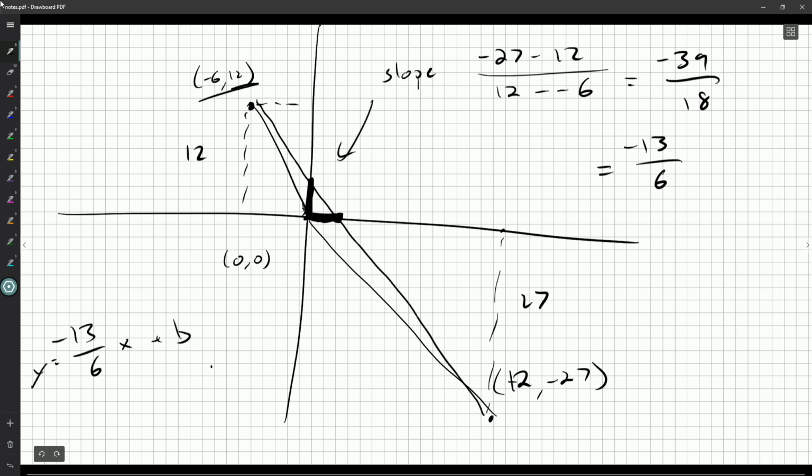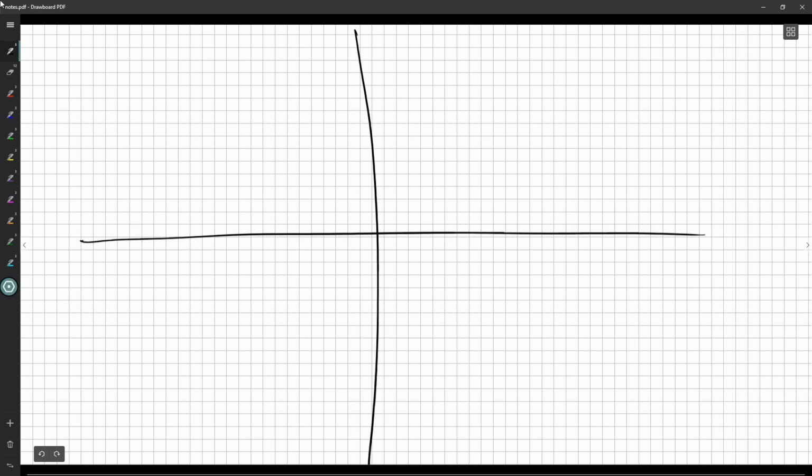So I know, for example, negative 6, 12 is on here. So 12 is negative 13 over 6 times negative 6 plus b. 6's cancel out, minus signs cancel out. So b has got to be negative 1. So I actually drew my triangle a little wrong. They should pass under. Okay, but it's minus 1 here, this intercept here.